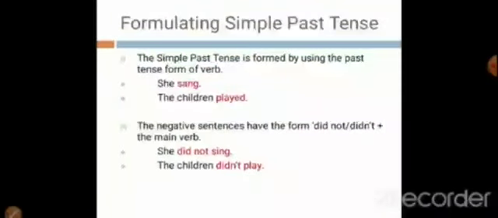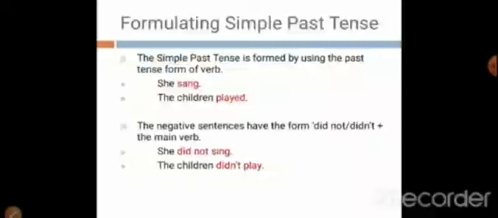Now, formulating simple past tense. The simple past tense is formed by using the past tense form of the verb. She sang. Now, this is what happens with regular and irregular verbs. Here we are not adding any ed. We have changed S-I-N-G to S-A-N-G, sang. The children played.